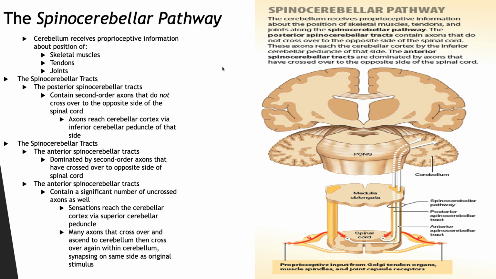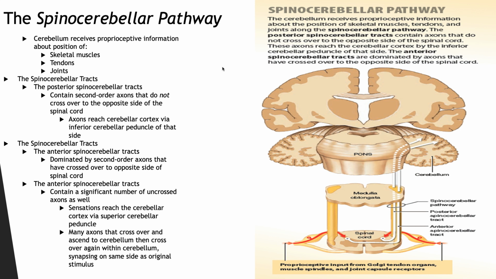The spinocerebellar pathway conveys information about muscle, tendon, and joint positions from the spine to the cerebellum. This information does not reach our awareness. So the axons from the first order sensory neurons synapse on interneurons in the dorsal gray horns of the spinal cord. The axons of the second order neurons ascend in one of the spinocerebellar tracts, the posterior spinocerebellar tracts or the anterior spinocerebellar tracts. The sensations carried by the anterior spinocerebellar tracts reach the cerebellar cortex by the superior cerebellar peduncle.